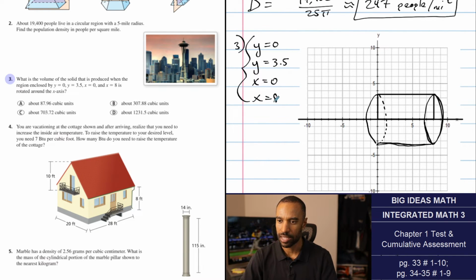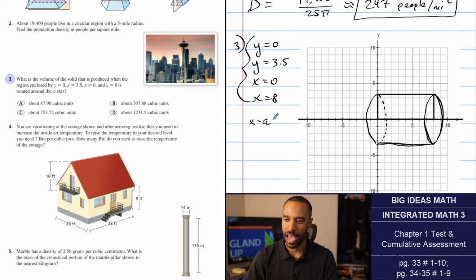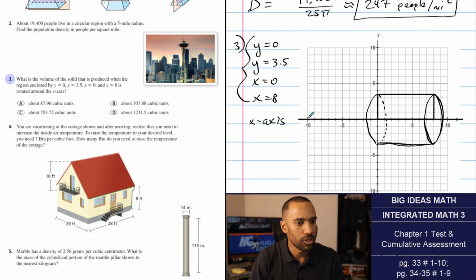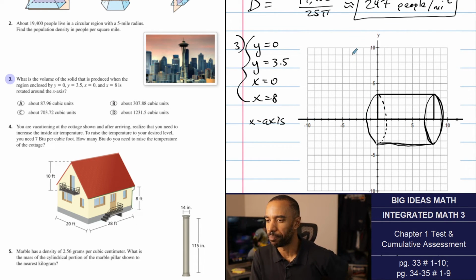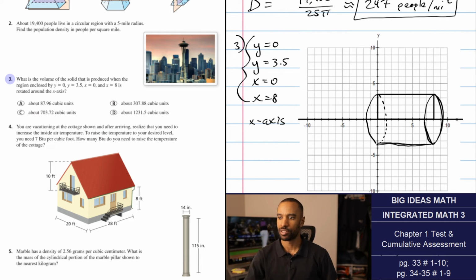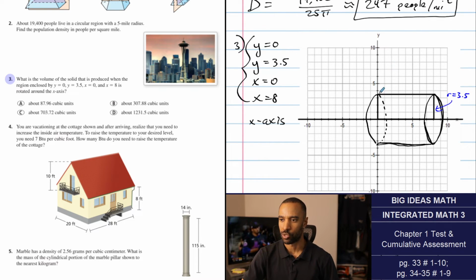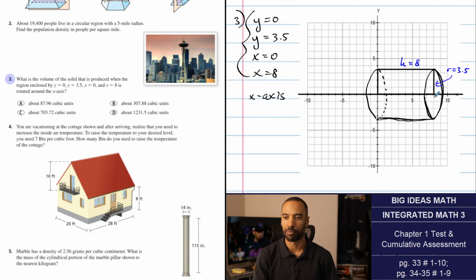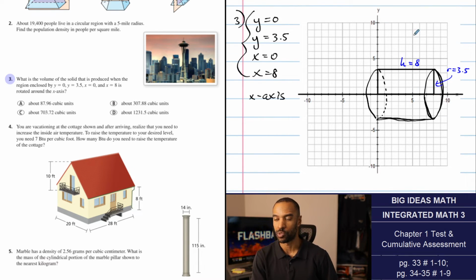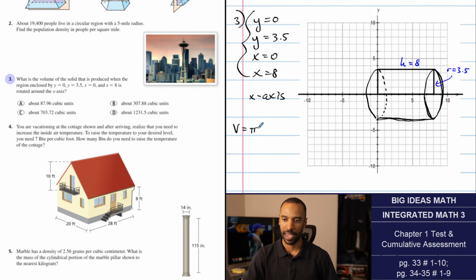I forgot to write x equals 8 around x-axis. What do we have to do? What's the volume of the solid? So it's a cylinder, right? This cylinder has a radius of 3.5. R is 3.5. That's what that's doing there. And we go from 0 to 8 on that, so the height is 8. Remember, height of a prism or cylinder is the distance between your bases. So your volume is area of base, pi times radius squared times height.